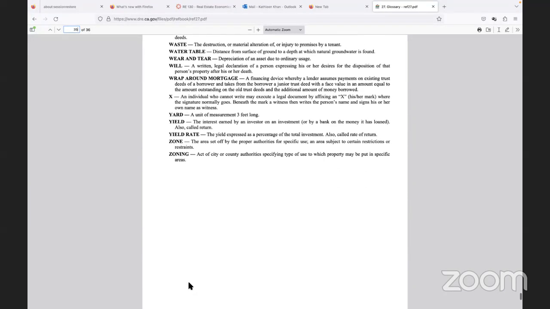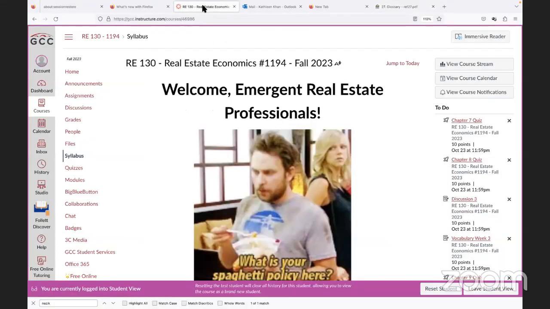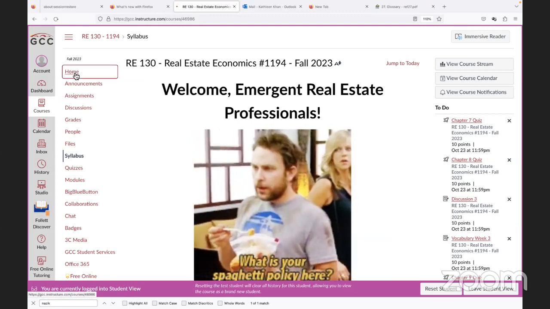Now this can be updated for next year. These are the vocabulary terms that I want you to study because these terms and these definitions are what the exam questions are based off of. So in your student portal, I have a student portal account set up. This is your home page.